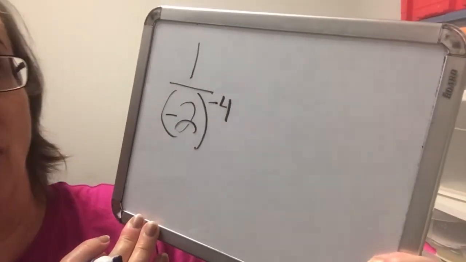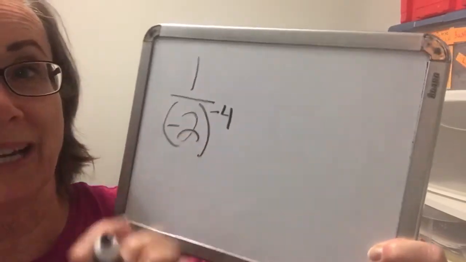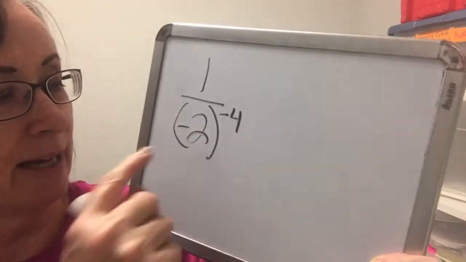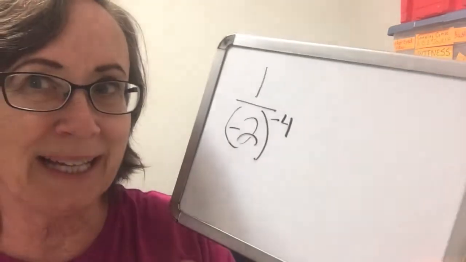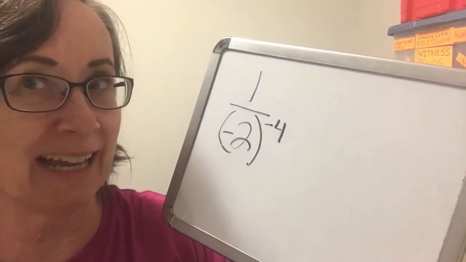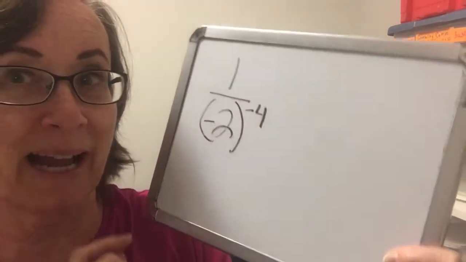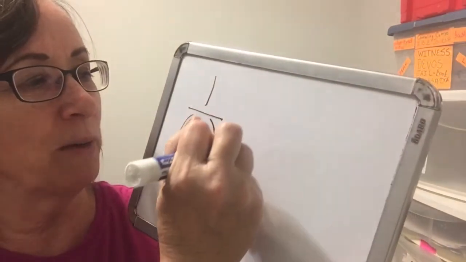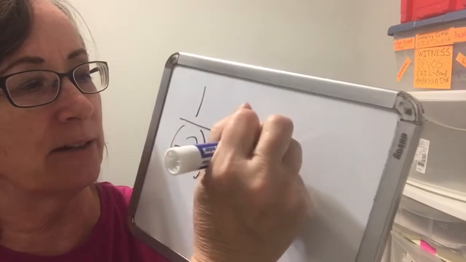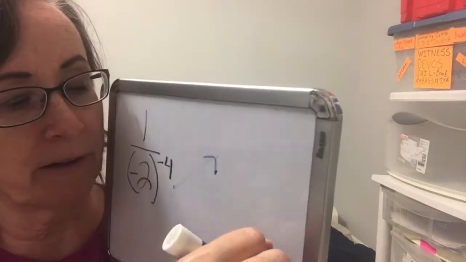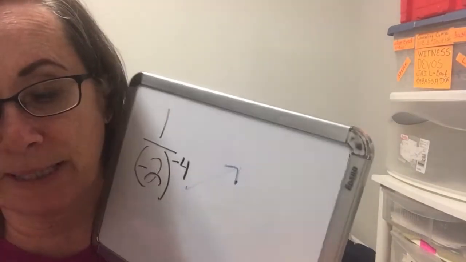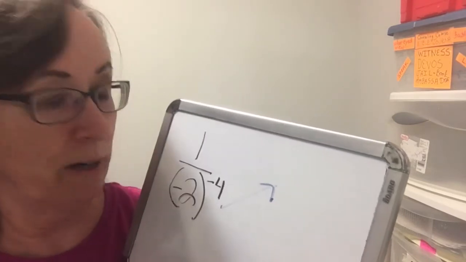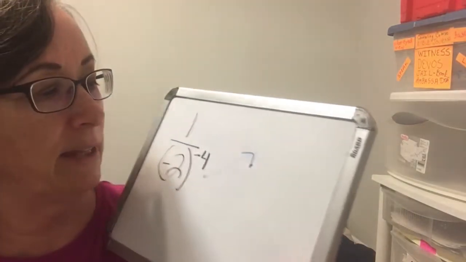1 over negative 2 raised to the negative 4 power. Now, negative 2 means a negative number. It has a negative sign, but the negative 4 exponent means it needs to take a trip. So now we're going to send it upstairs. Okay, we're going to send it upstairs, and we're going to change the sign of the exponent.